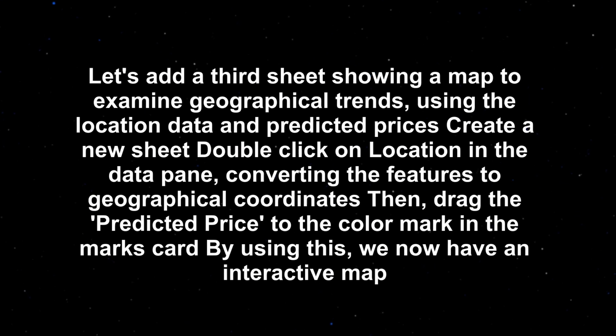Let's add a third sheet showing a map to examine geographical trends. Using the location data and predicted prices, create a new sheet. Double-click on Location in the Data pane, converting the features to geographical coordinates. Then, drag the predicted price to the color mark in the Marks card. By using this, we now have an interactive map.